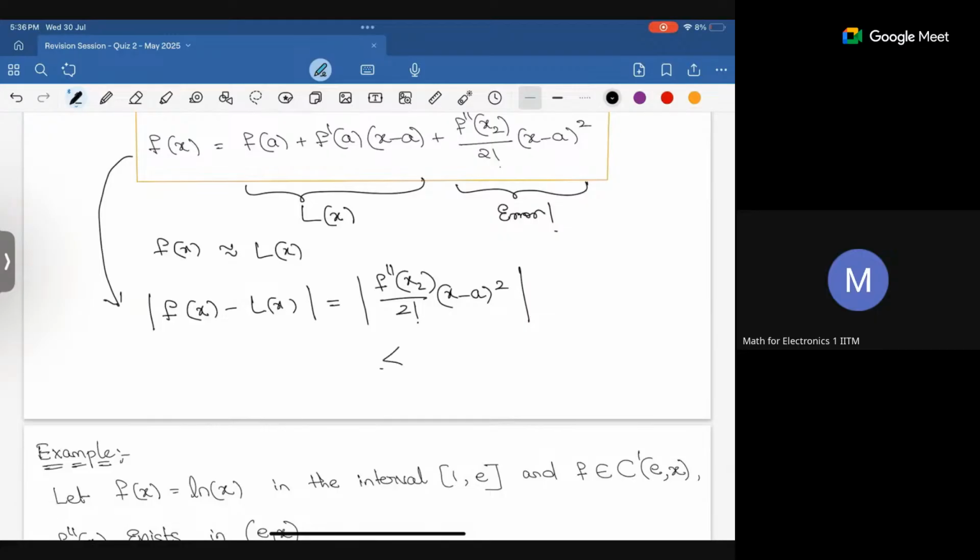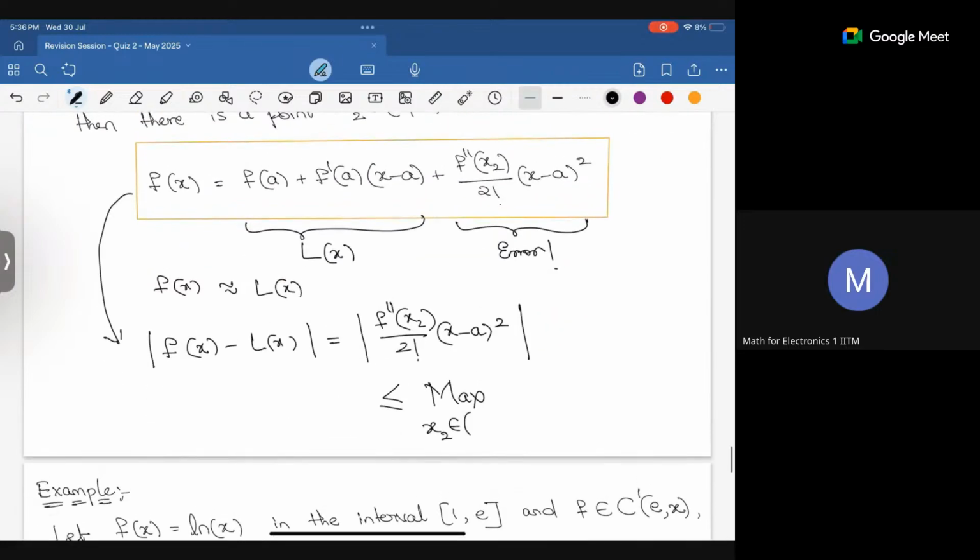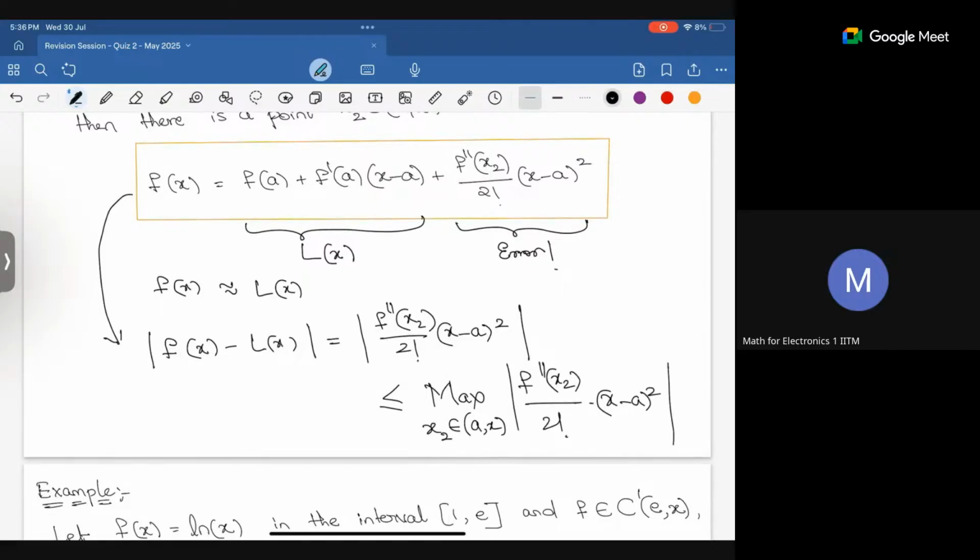Now I can bound this value by its maximum value. So the maximum value that I can attain for this x2 in this interval, everything else will be lesser than the maximum value only. So this is the maximum error that can be possible. Again, for error also, we can't find the error exactly. Rather, we will try to find the maximum possible error. So that is why in problems also you would have seen, you would be asked about the maximum possible error, right?